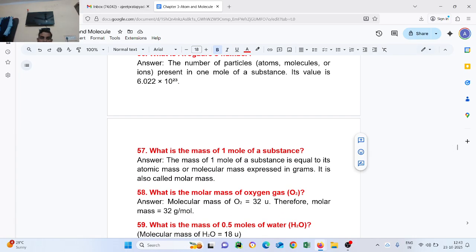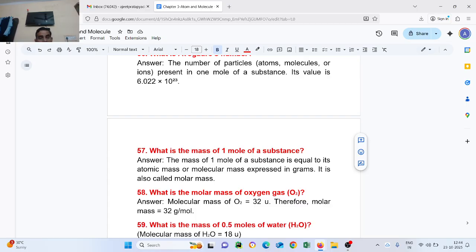Question number 57. What is the mass of one mole of a substance? The mass of one mole of a substance is equal to its atomic mass or molecular mass expressed in grams. It is also called molar mass.